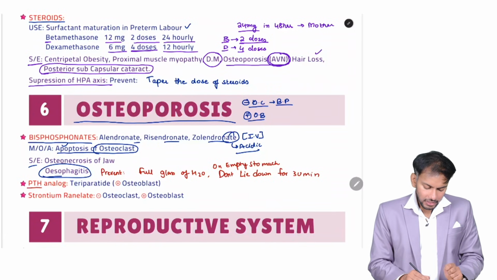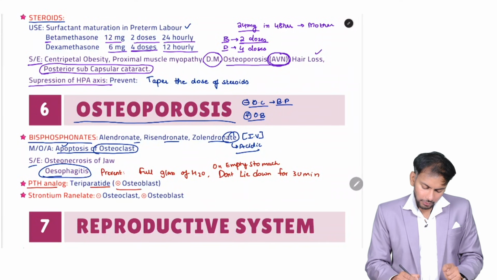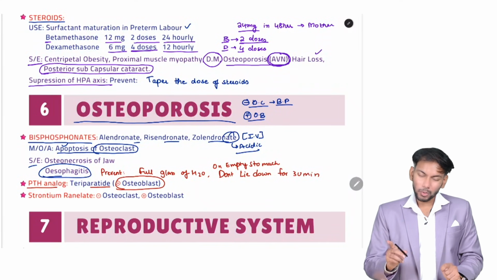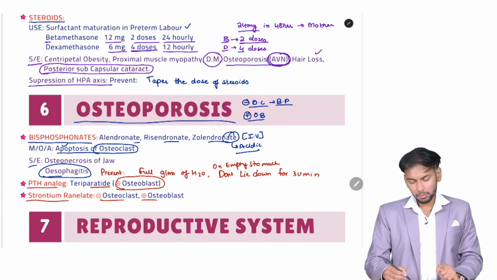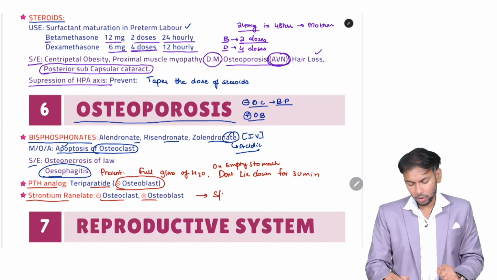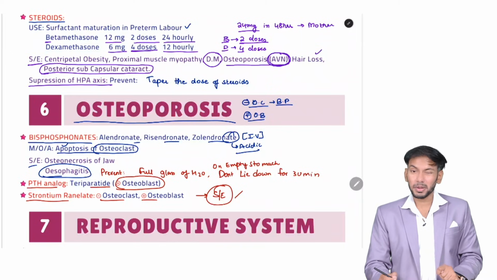Now, the PTH analog is teriparatide. It will activate the osteoblast. There is one more drug, strontium ranelate. It will block osteoclast and it will activate osteoblast, but it is not used because it has a lot of side effects.